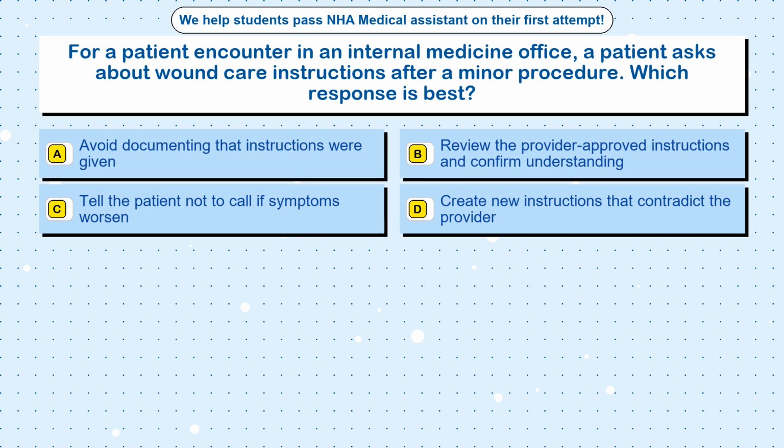Question 99. For a patient encounter in an internal medicine office, a patient asks about wound care instructions after a minor procedure. Which response is best? Option A, avoid documenting that instructions were given. Option B, review the provider-approved instructions and confirm understanding. Option C, tell the patient not to call if symptoms worsen. Option D, create new instructions that contradict the provider.